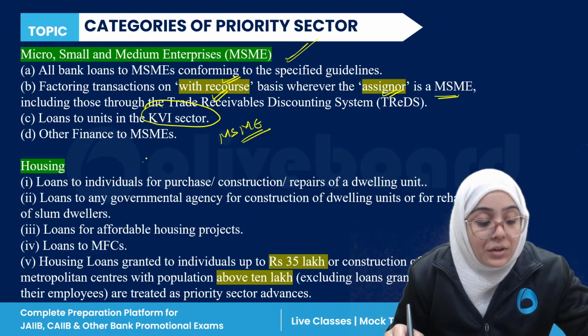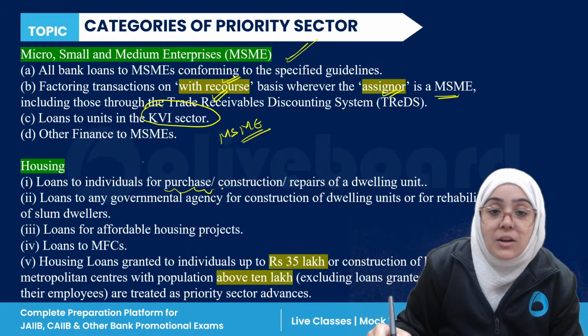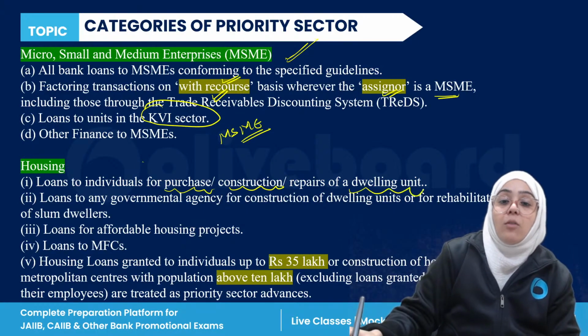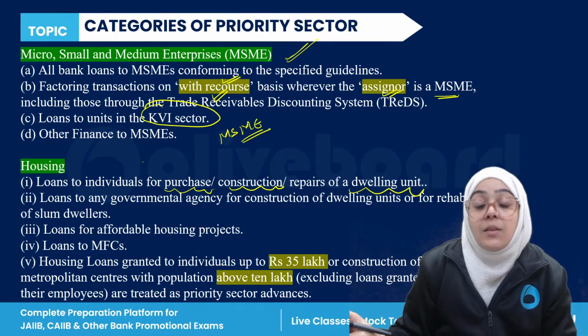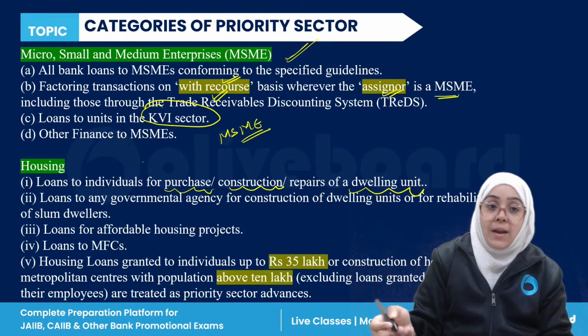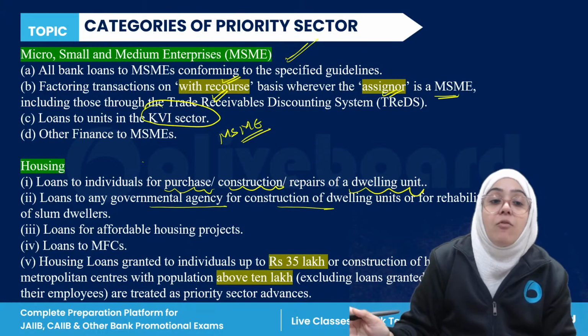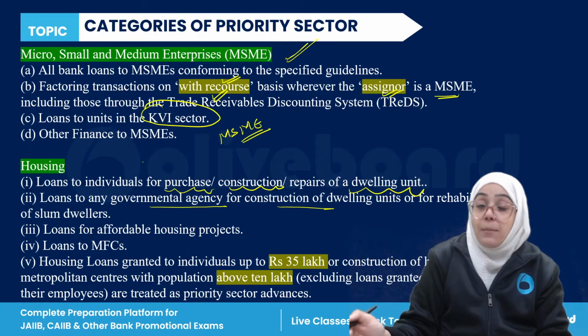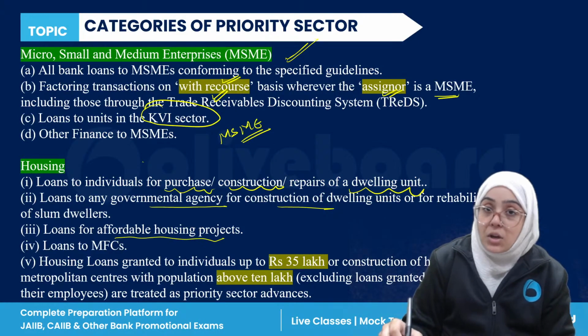Okay, now housing. If we talk about housing, loans to individuals can be given for the purchase, construction, and repair of the dwelling unit. It is for the purchase, for the construction, for the repairing of the dwelling units, right? It is for any governmental agency for construction for slum dwellers. Loan which is given to an affordable housing project.